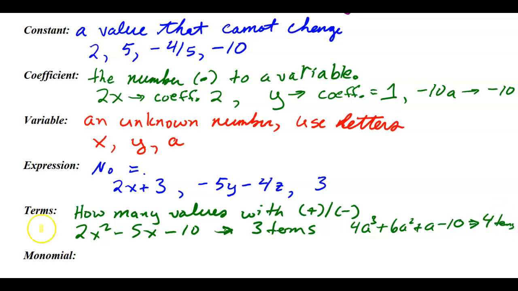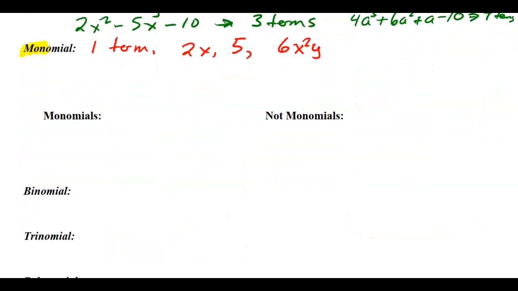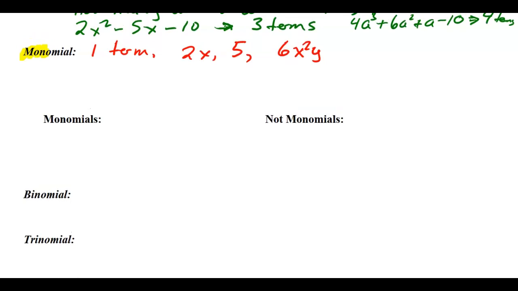So monomial is essentially a fancy math way to say one term. So 2x would be one term. If I say 5, that's one term. 6x squared y, one term. Notice no plus or minus signs. So that's a monomial. That should be hopefully fairly straightforward at this point. We'll talk about that more a little bit later.